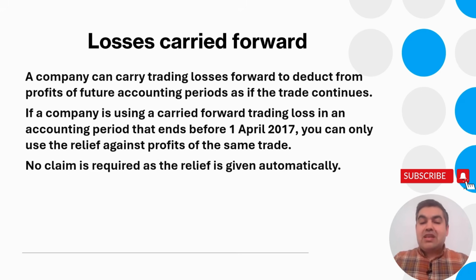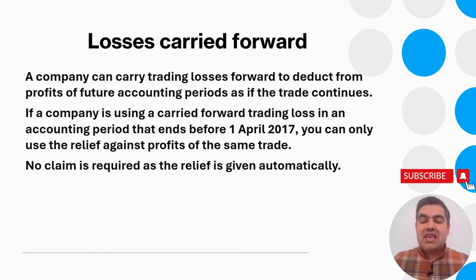If a company is using a carried forward trading loss in an accounting period that ends before 1st of April 2017, they can only use the relief against the profit of the same trade, as we said on the previous slide. This restriction does not apply if the losses arise after 1st of April 2017. Losses arising after 1st of April 2017 can be set against the future total profit of the company. Losses arising before 1st of April 2017 can be used only against the trading profit of the same trade. So there is a restriction. No claim is required, as the relief is given automatically.